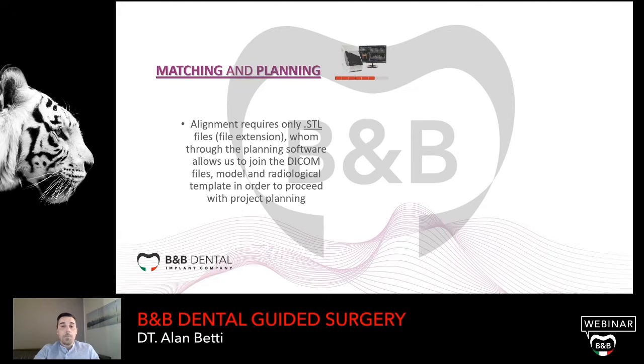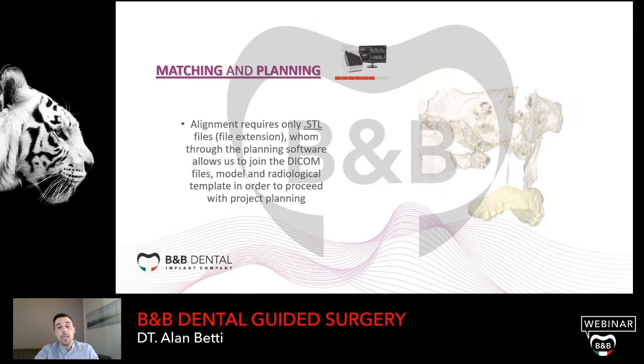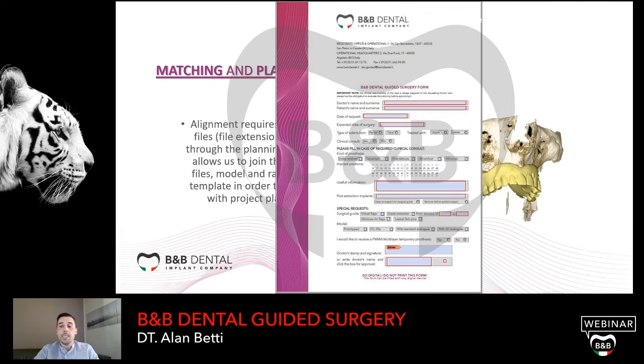Obviously, the alignment requires just STL files. STL is the extension of the file. The planning software allows us to join the DICOM files, model and radiological template in order to proceed with the project. But to do the project, we need, in addition to the DICOM files and the STL files, also the prescription form that the doctor has to fill in and sign, because this form tells us what the doctor wants.